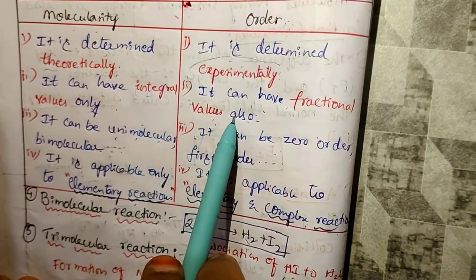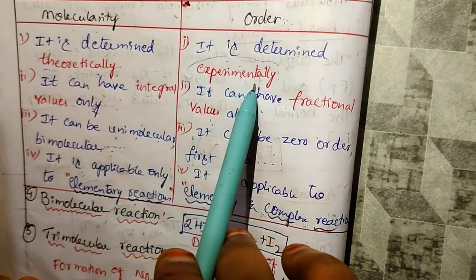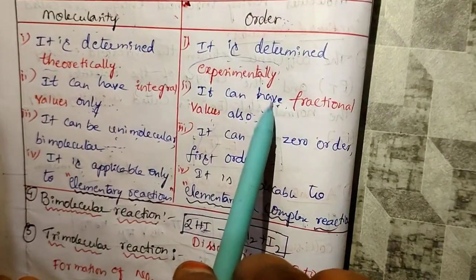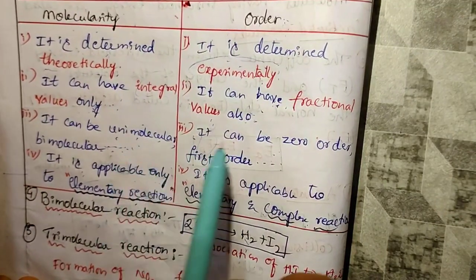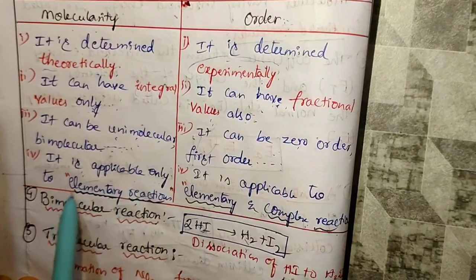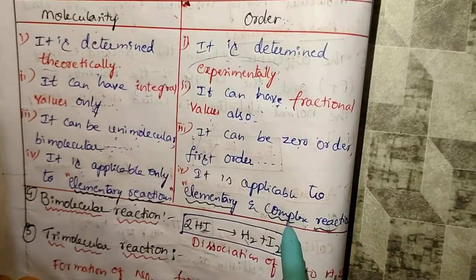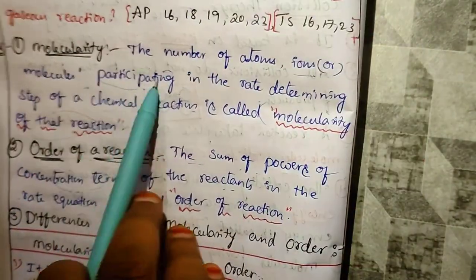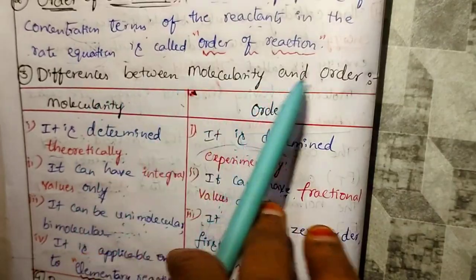So these are the small differences between molecularity and order. Molecularity can be calculated theoretically, order experimentally. Molecularity values are integral, while order can be fractional also. It can be unimolecular, bimolecular, termolecular, based on the molecularity. Order may be zero, first order, or a fraction. Molecularity is applicable only for elementary reactions, whereas order is applicable for elementary and complex reactions. So we saw the definition of molecularity, the definition of order of reaction, and the differences between molecularity and order.